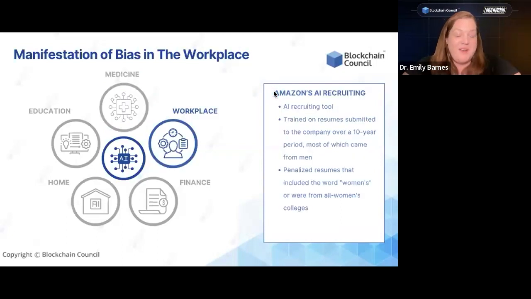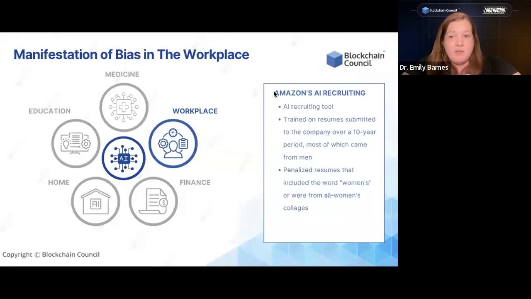So let's talk about bias in the workplace. This is a case study from Amazon's AI recruiting tool. While selecting top candidates during the hiring process, Amazon's automated resume screening system was shown to discriminate against women. The data they used to train the recruitment model was informed by resume samples from a 10-year period. So they're using historical data to project best fit for these new positions, and women were largely underrepresented in this data set.